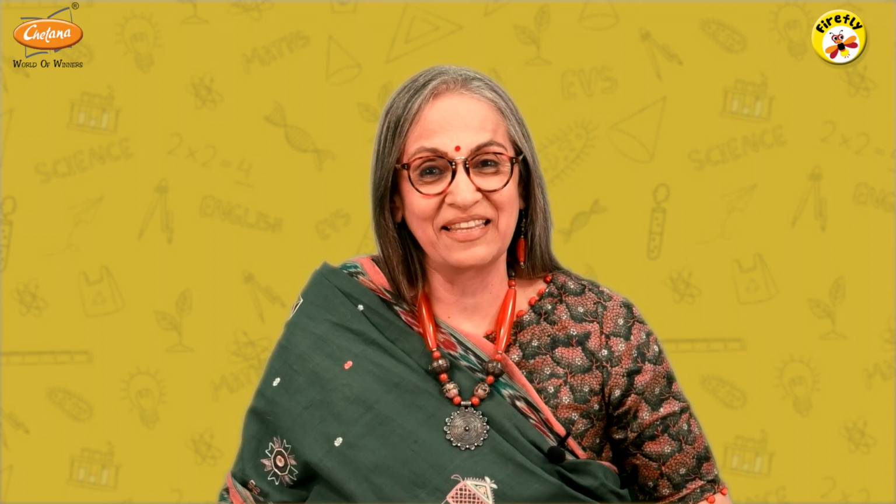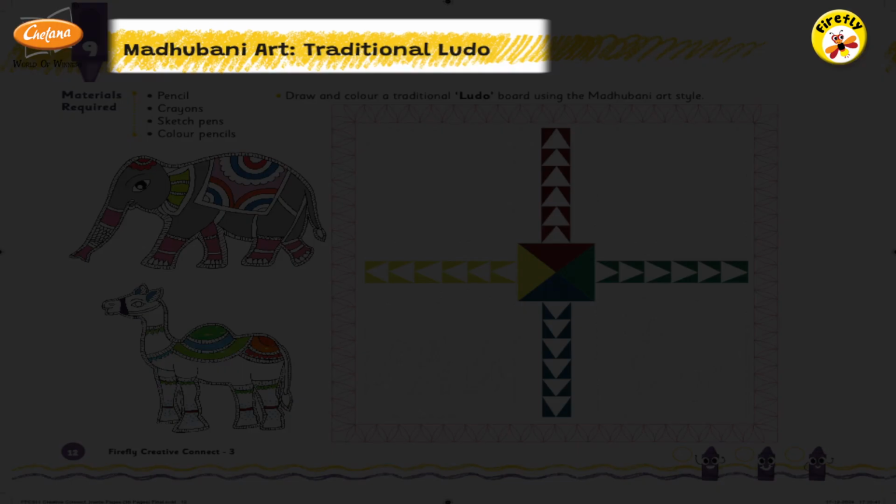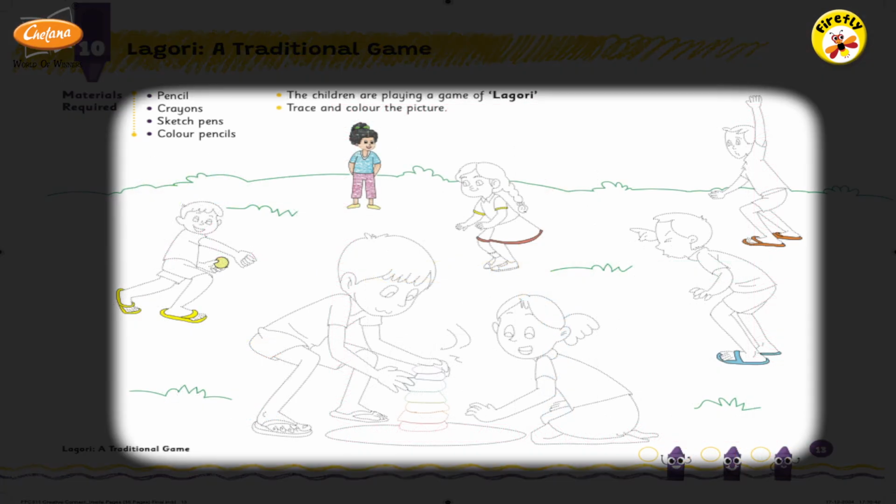So, you're learning how to collaborate, you're learning social skills, but there's another different type of social skills which you're learning in this book, and I'm really happy to see that page. Page 12, where the children are learning to paint the traditional Ludo game in Madhubani. And then they have to draw a Lagori scene where they're playing a traditional game.